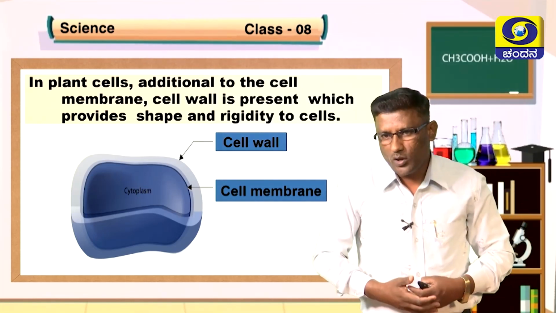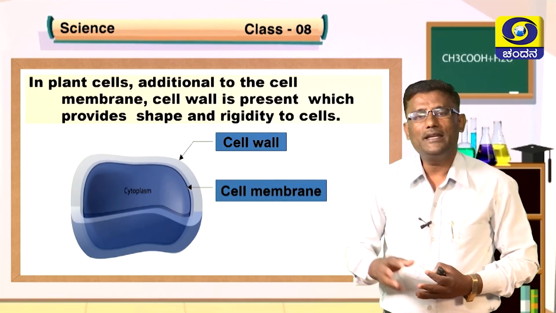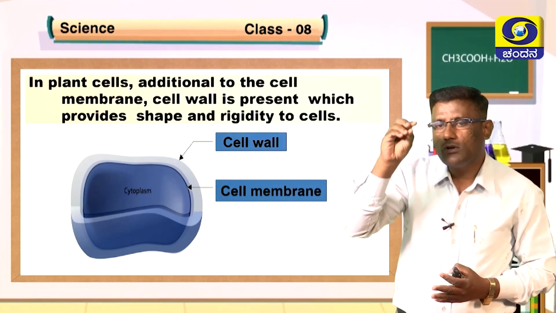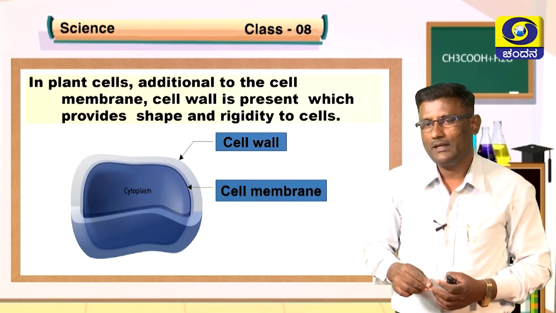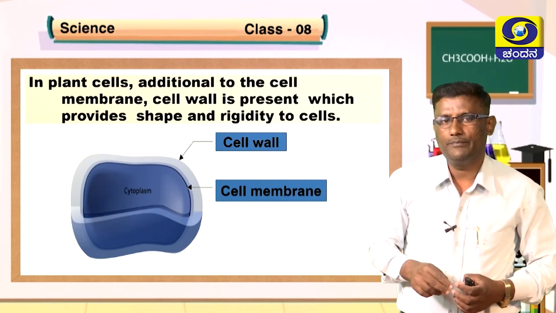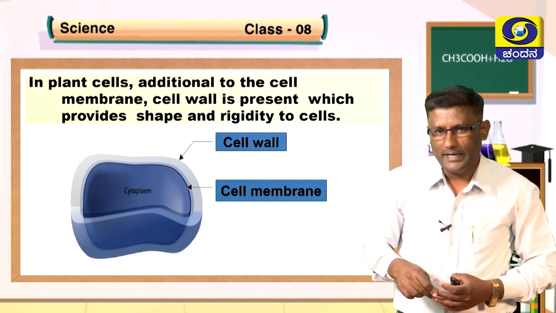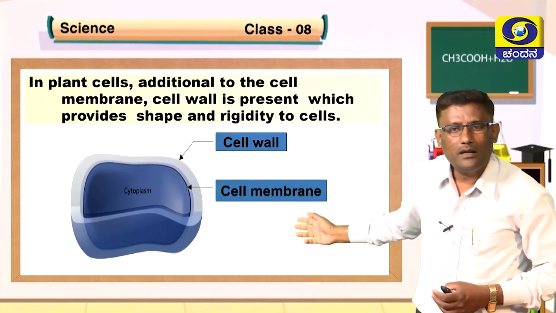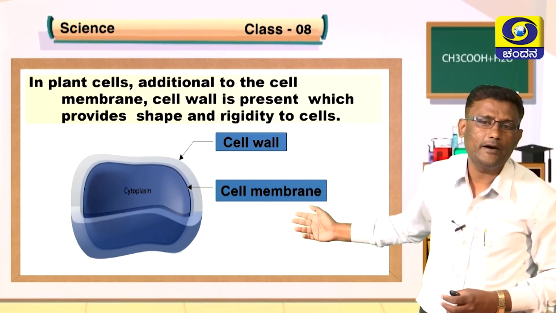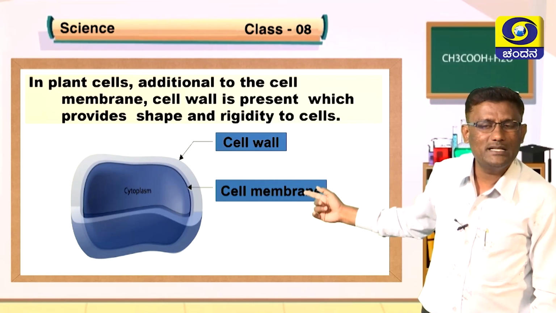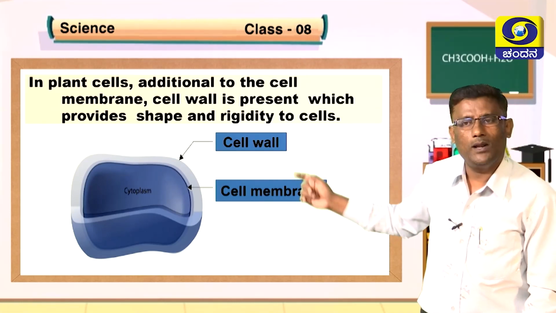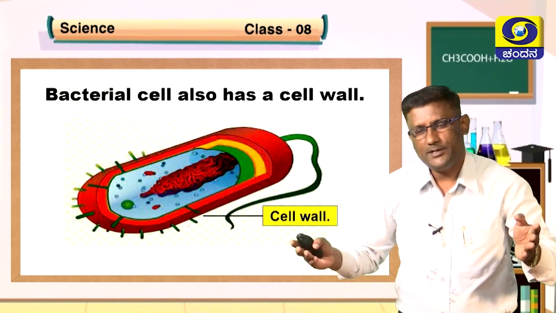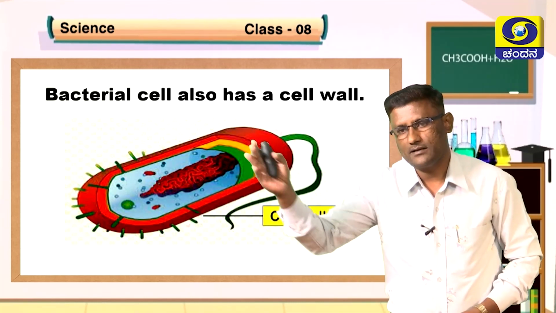We are going to discuss more about the plant cell here. In plant cells, in addition to the cell membrane, there is one more layer known as the cell wall. The cell wall is a non-living layer, and it provides shape and also rigidity to the cells. Here you can observe the plant cell, which is protected by the cell membrane as well as the cell wall, unlike the animal cell. Even the bacterial cell has a cell wall just like the plant cell.